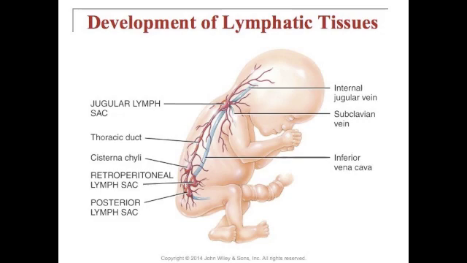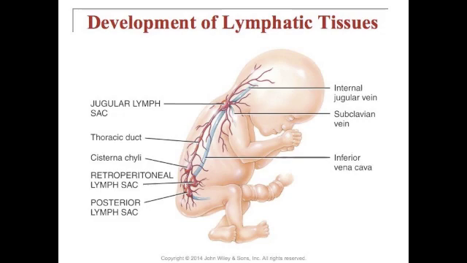The first lymph sacs to appear are the paired jugular lymph sacs at the junction of the internal jugular and subclavian veins. From the jugular lymph sacs, the lymphatic capillary plexuses spread to the thorax, upper limbs, neck, and head. Some of the plexuses enlarge to form lymphatic vessels in their respective regions. Each jugular lymph sac retains at least one connection with its jugular vein, the left one developing into the superior portion of the thoracic duct.